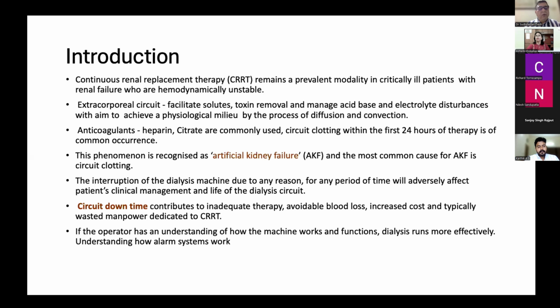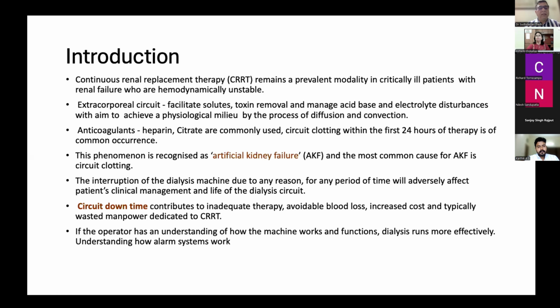What is needed to know is, since it is a slow circuit, anticoagulation is needed, and that is either by heparin or citrate. However, in spite of that also, the clotting of the filter happens quite often.